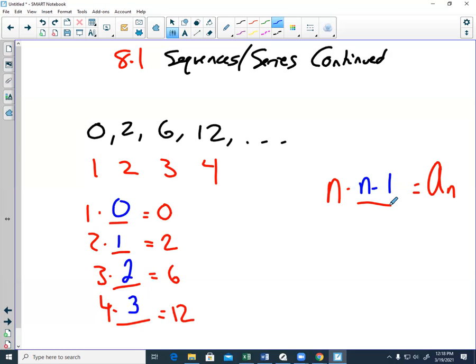So if I want to find the 4th term, that means I plug in 4, 1 less than 4, which is 3, and multiply. 4 times 3 is 12. That gives me my solution. This is the kind of stuff that you have to do.